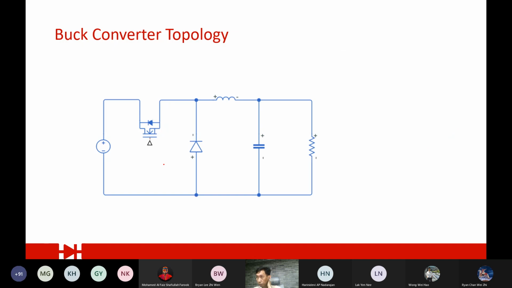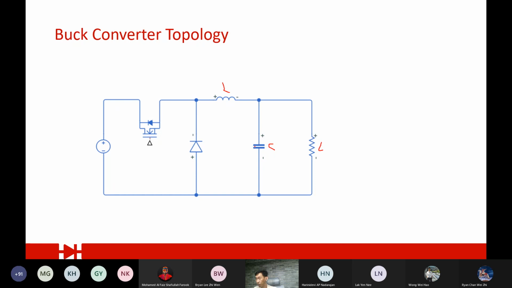Okay, now we look at the buck topology. So this is how the buck converter looks like. It will have a series chopper, just like I said just now. And then you have a diode, an inductor, a capacitor, and this is your load. Now you look carefully, this L and C is actually the LC filter. It acts as an LC filter.